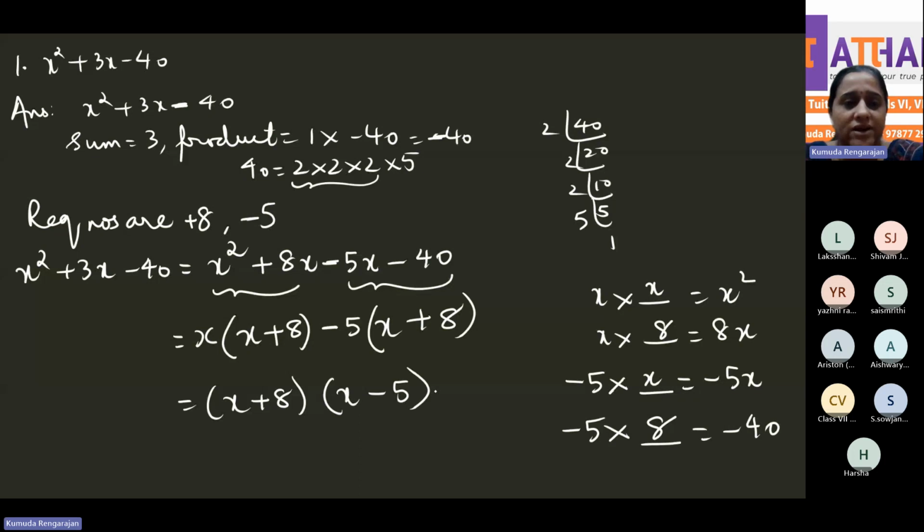So we have factorized the given expression. You can see that it is x plus 8 into x minus 5. These are the two factors of the given expression. X plus 8 and x minus 5 are the two factors of the given expression. And the heading is factorized. So see, we have written the question as a product of its factors, x plus 8 into x minus 5.